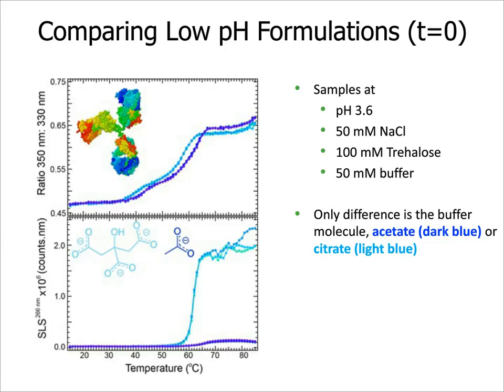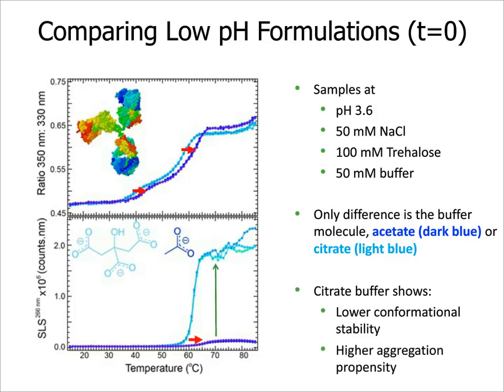So what we saw was that in the presence of citrate buffer, we had a lower conformational stability. Changing to acetate increased both melting temperatures for both transitions. And also we had a higher aggregation propensity in citrate. You can see the dark blue curve for acetate has a higher aggregation onset temperature and also reaches a lower final value. There is less aggregate forming. So our prediction then is that citrate is a worse buffer at low pH than acetate for this protein.